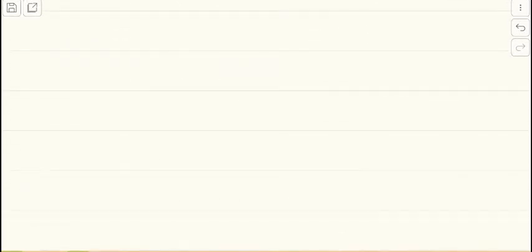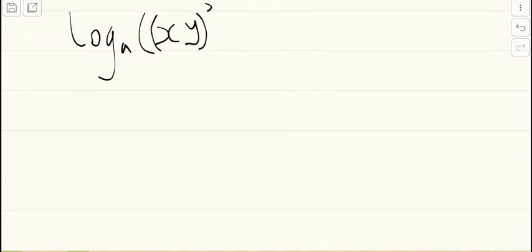So let's take this one. Let's take log to the base a of xy cubed, like that. Now this one looks a little bit more complicated, but actually it's not so bad.